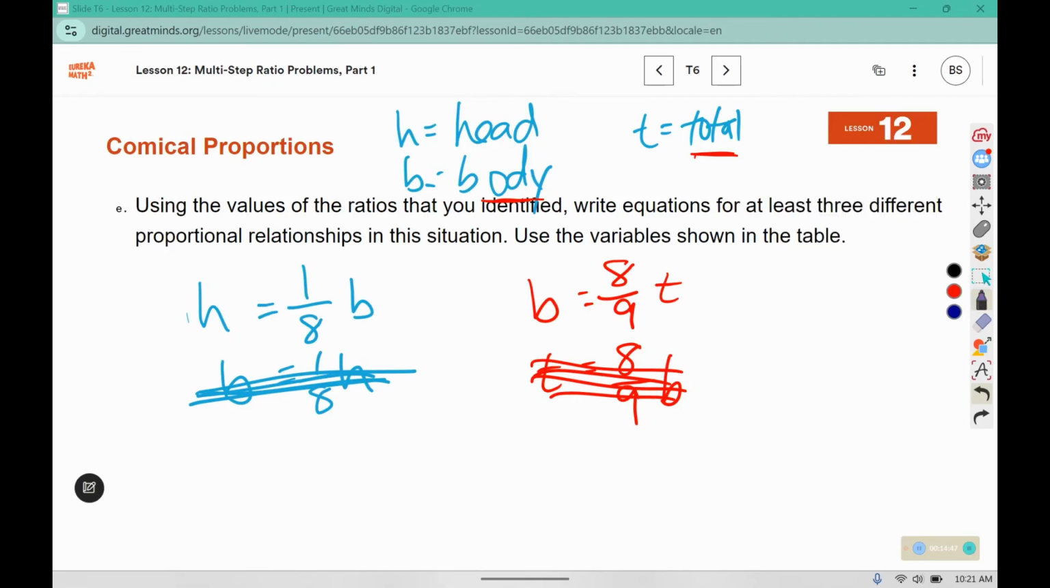And in the last ratio, we had 1/9, which was referring to the head and the total. Is the total 1/9 of the head, or is the head 1/9 of the total? The head is smaller than the total, and since that fraction is smaller than 1, the second equation there is correct.